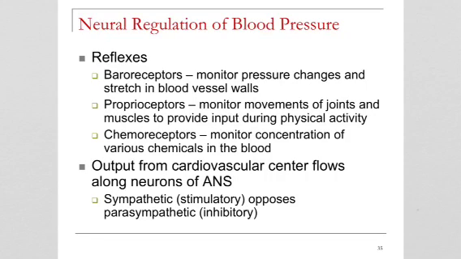Now we are talking about the neural regulation, and it depends on three factors: baroreceptors, proprioceptors, and chemoreceptors. Baroreceptors are for pressure changes, which depends on the stretch in the blood vessels. Proprioceptor is about the movement of the joints and muscles during any action. Chemoreceptors, as the name tells you, is the chemical part, and this controls the concentration of chemicals in the blood.